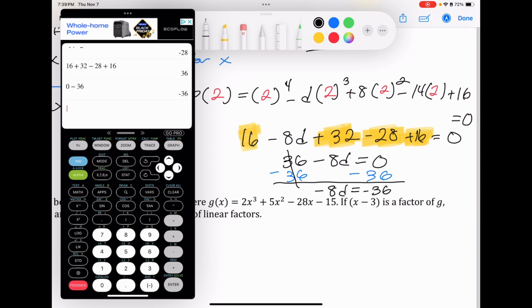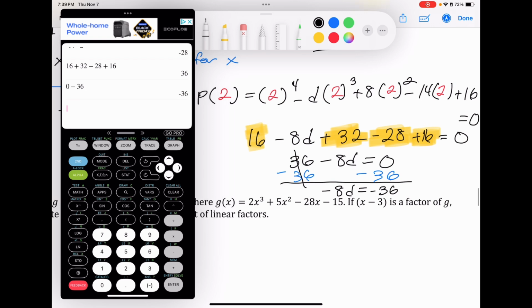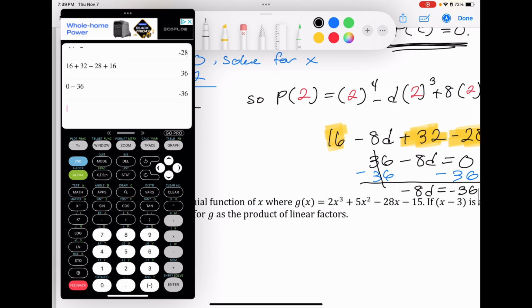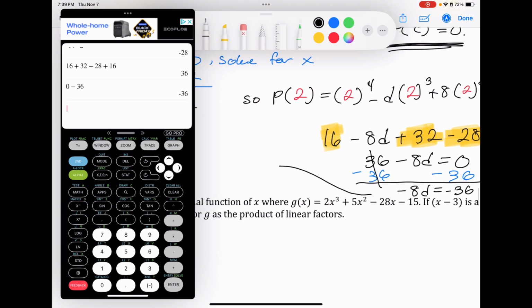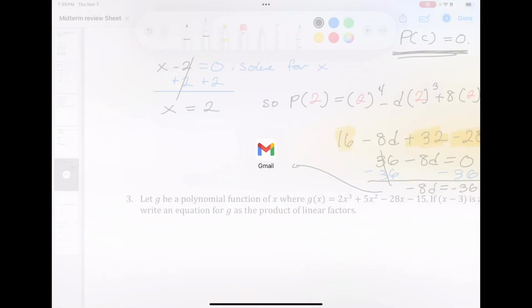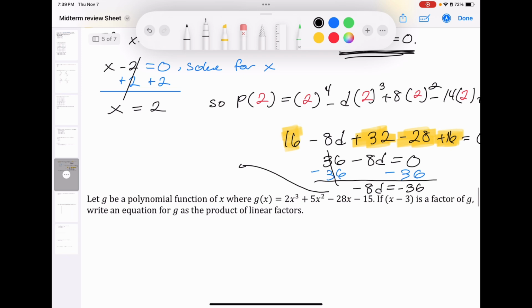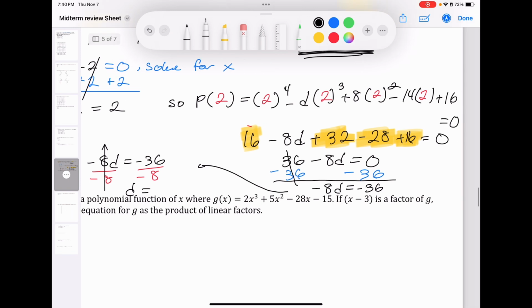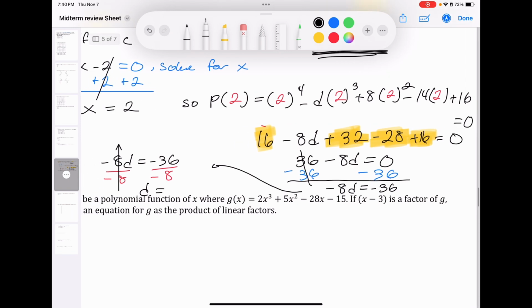And then finally, to get d by itself, I'm just going to rewrite it over here. So we'll have negative 8d equals negative 36. Divide both sides by negative 8. Negative 8 simplifies out. So d equals... let's invoke our calculator.